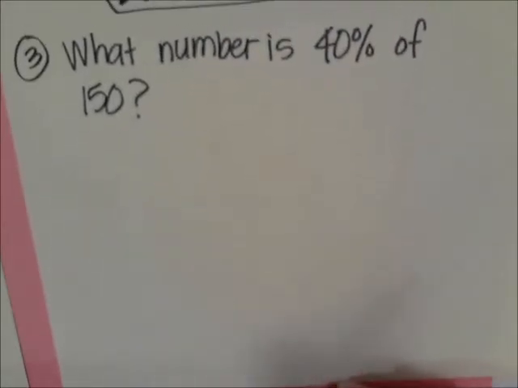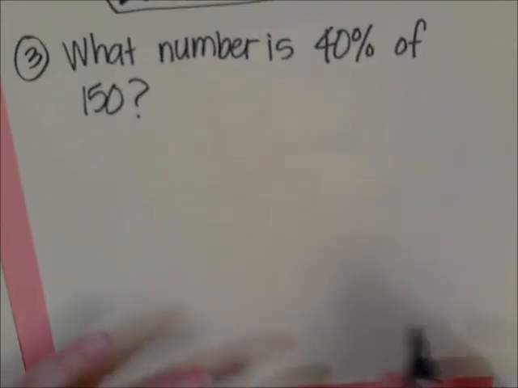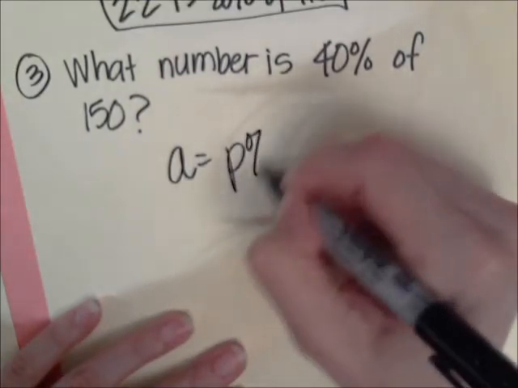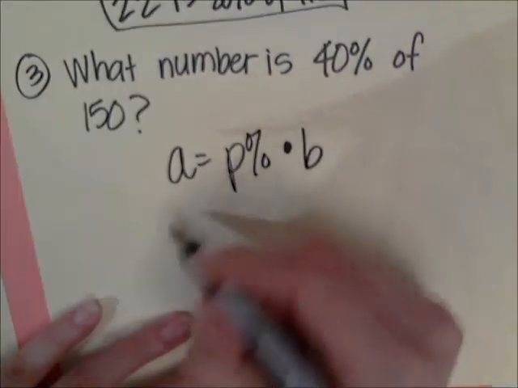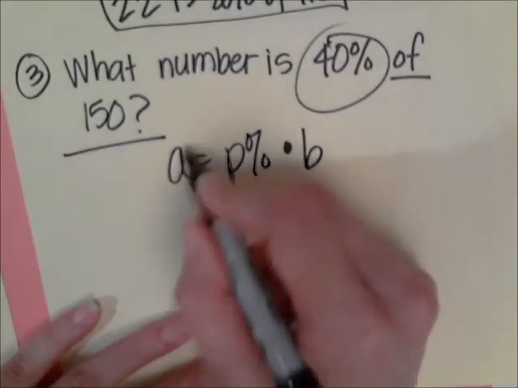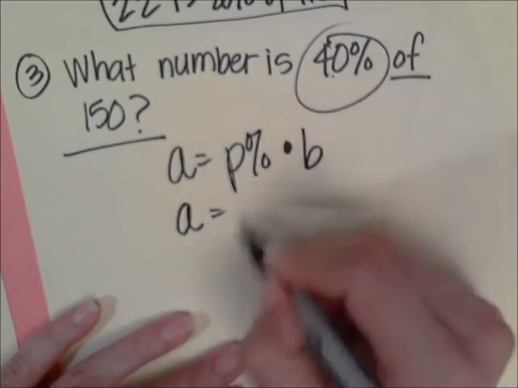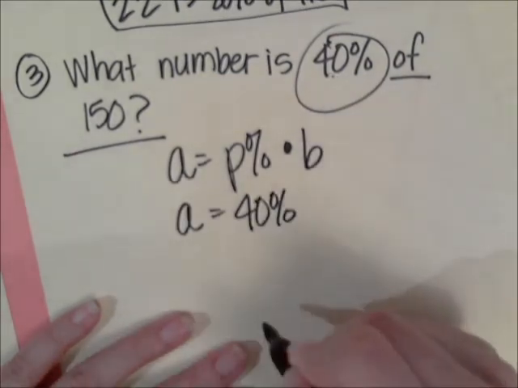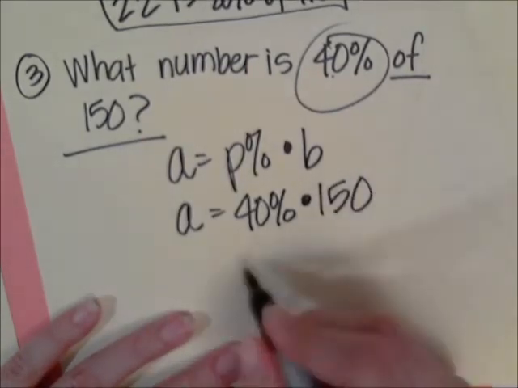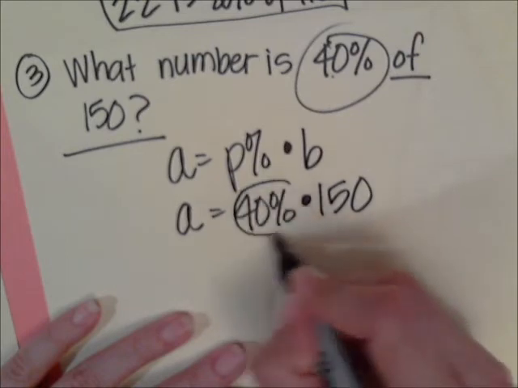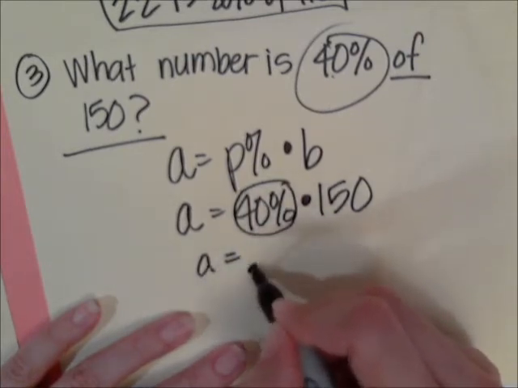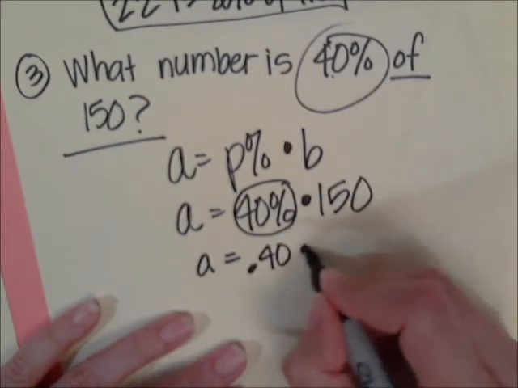Okay, let's do another problem. What number is 40% of 150? Okay, so again, write down that equation. A equals P percent times B. So we've got 40% of 150. So the A gets left alone. Plug in the 40%, plug in the of 150, times 150. We can't just do a raw 40%. We have to change that to a decimal. So 40% as a decimal is 0.40 times 150.